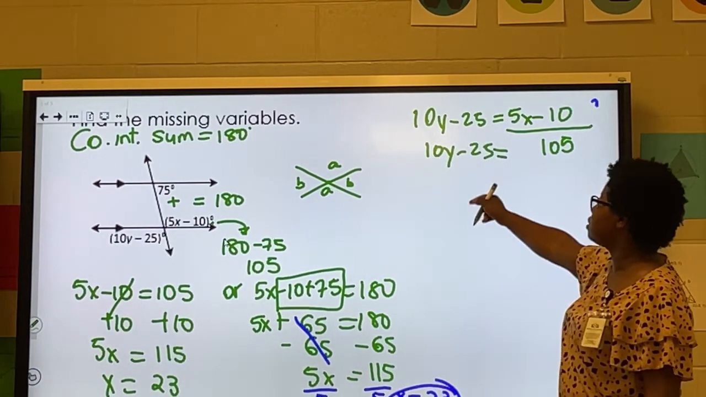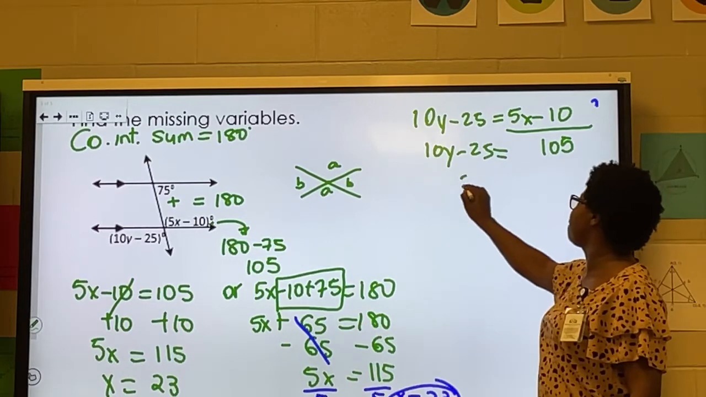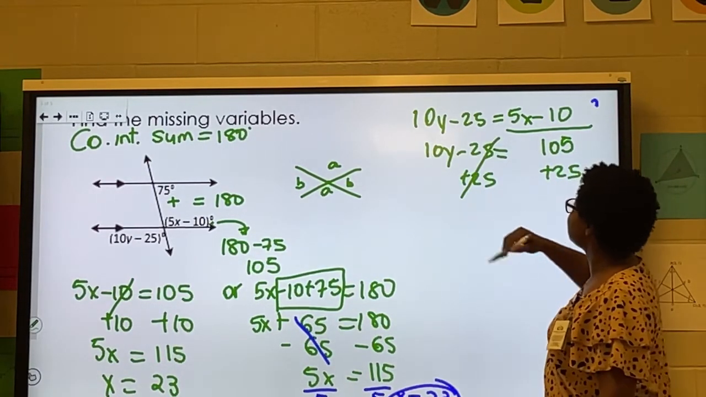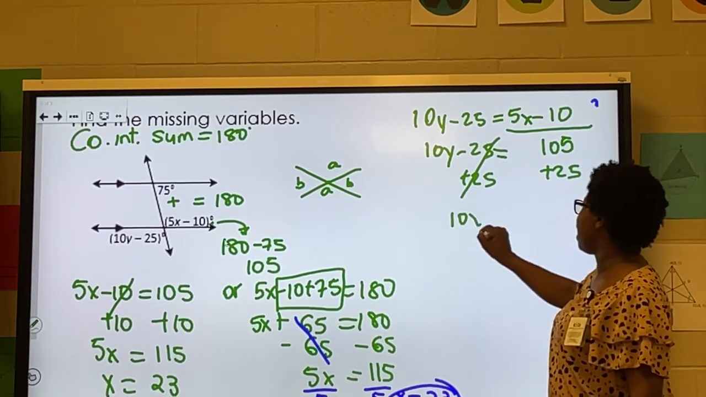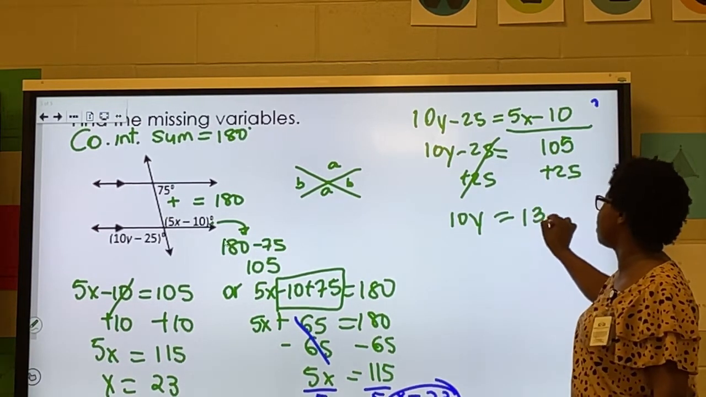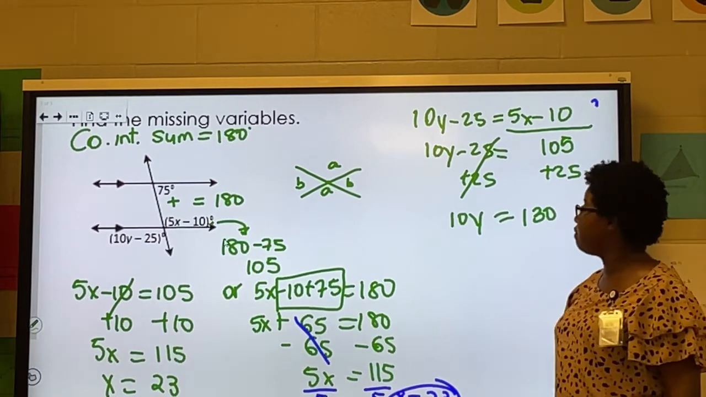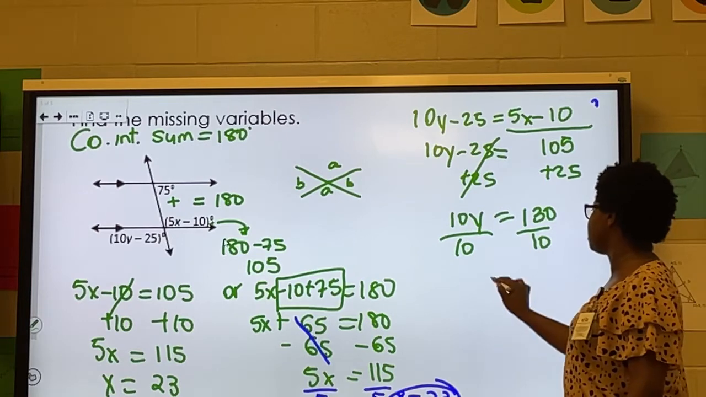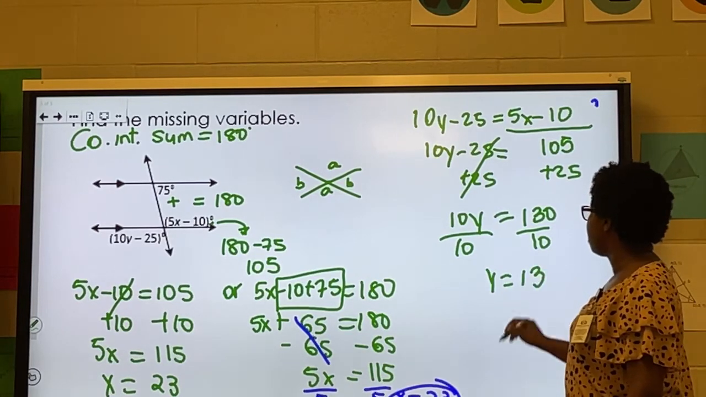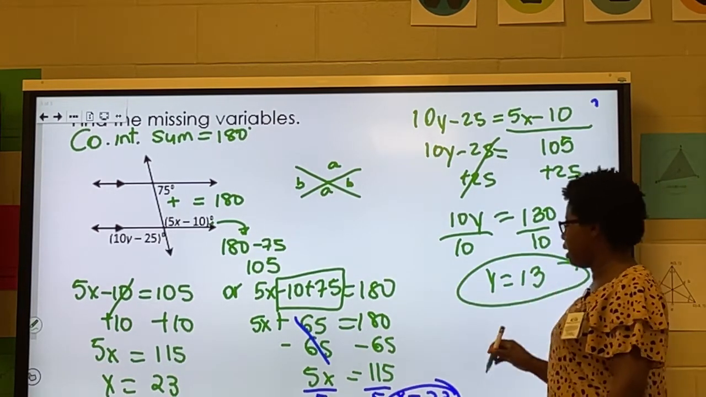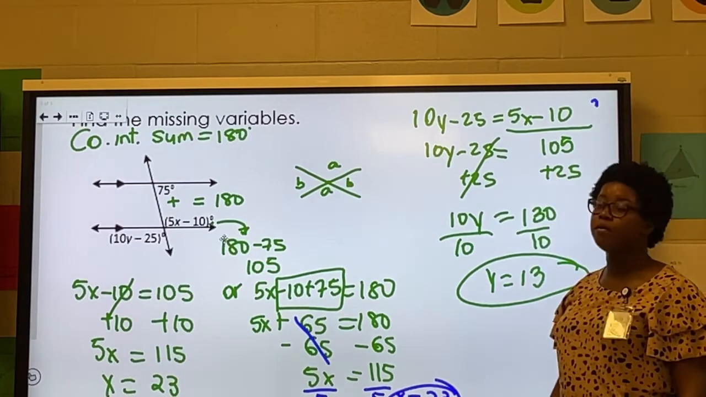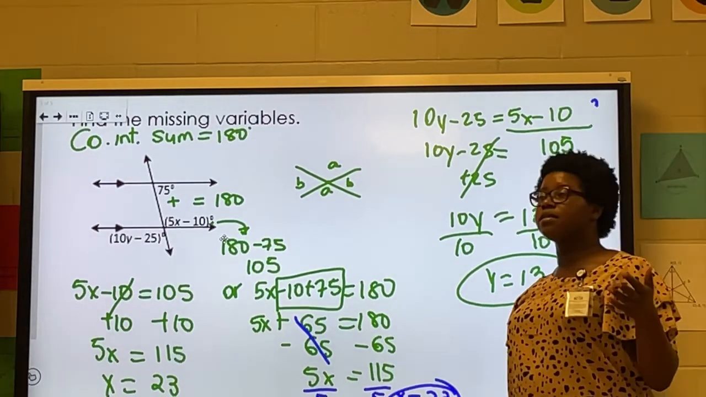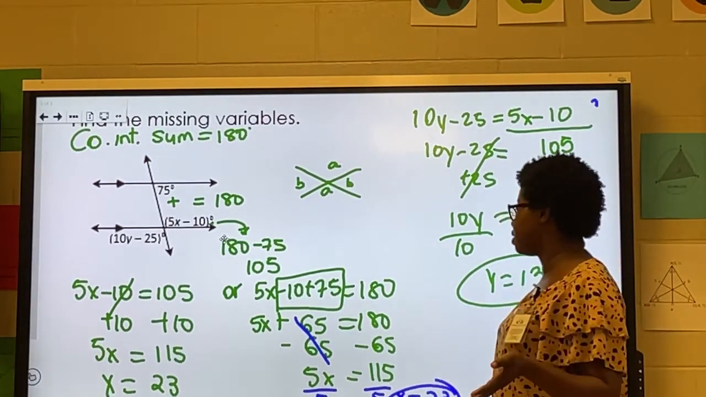We now need to solve for y. So we have to add 25 to both sides. That cancels. Bring the 10y down. So 10y is equal to 130. And 130 divided by 10 is going to give you 13. So y is equal to 13. And that's basically how you solve for the missing variables using transversal and parallel relationships.